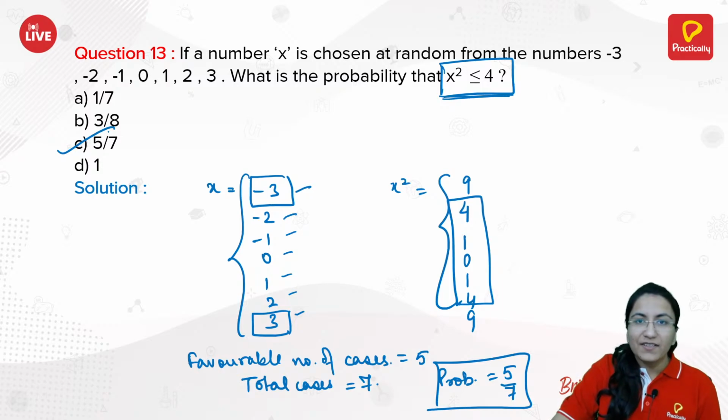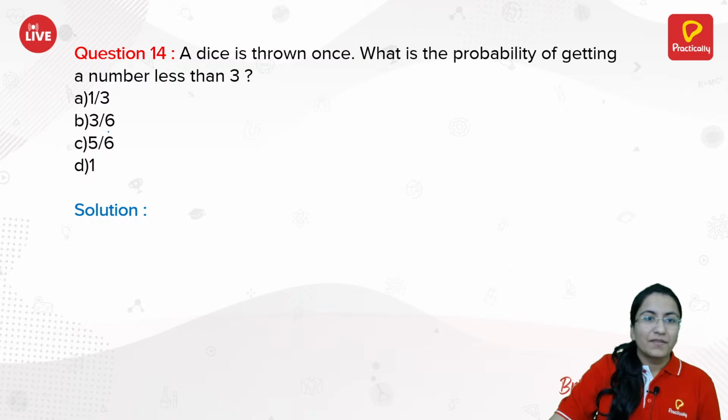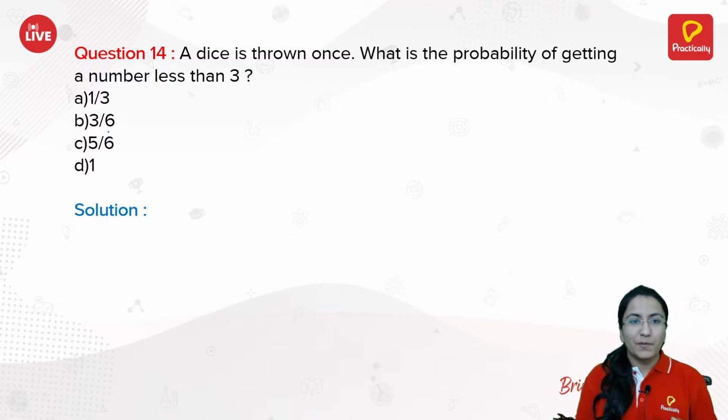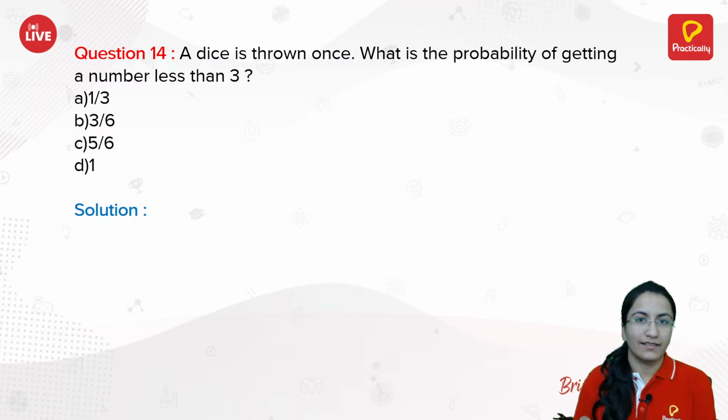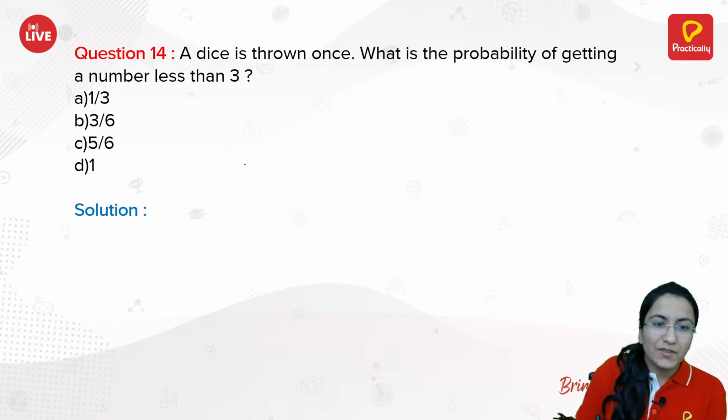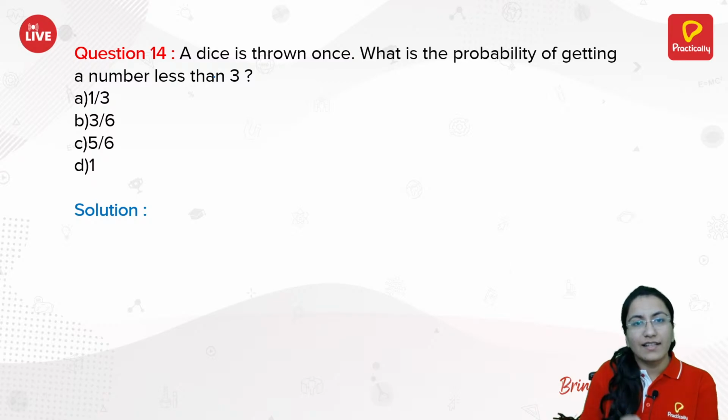Let's just see the next question. Okay, we have the next question, again related to probability. Let's just practice this out now. A dice is thrown once. What is the probability of getting a number less than 3?